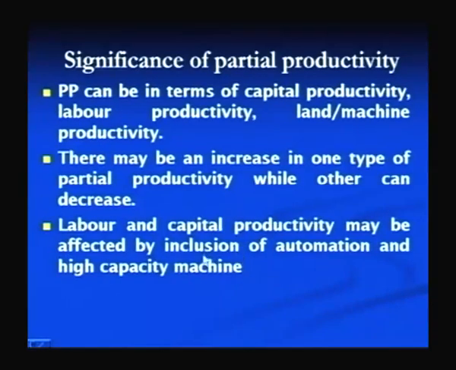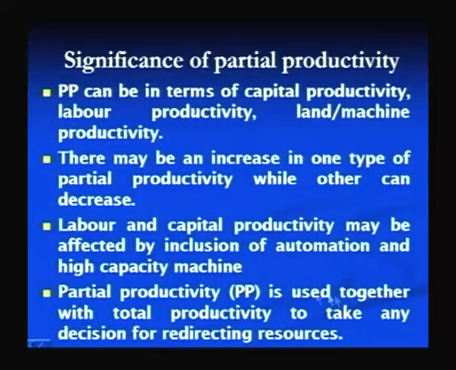That is what I have just explained, that if new systems are included, that can increase the labor productivity, but the capital productivity may come down if the increase in output is not proportional to the increase in capital investment being made in the form of the equipment installed in a given organization. Partial productivity is used together with the total productivity if we have to take any decision for redirecting the resources or for improvement. It will depend on which type of resource should be used more effectively and where improvement is required. That decision is made in light of the total productivity for an organization.